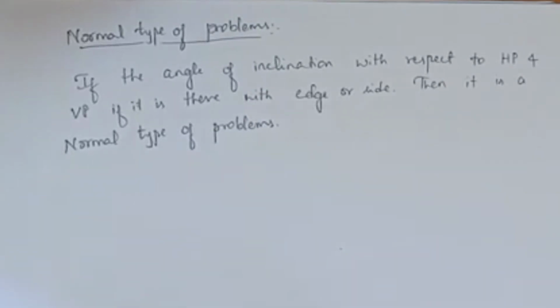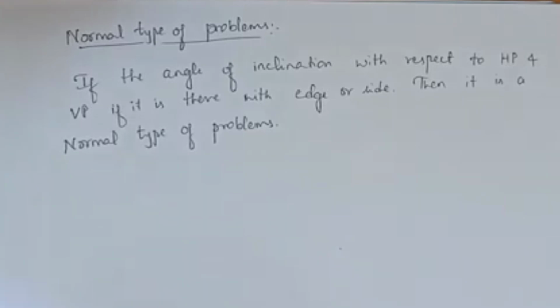Okay, today we are going to learn about the first type of problem in projection of plane, that is a normal type of problem. So what does this normal type of problem mean? We know that there are two angles of inclination for the planes, right? It is the angle of inclination to the HP and the angle of inclination to the VP, because our projection of planes problem depends on three concepts, right?